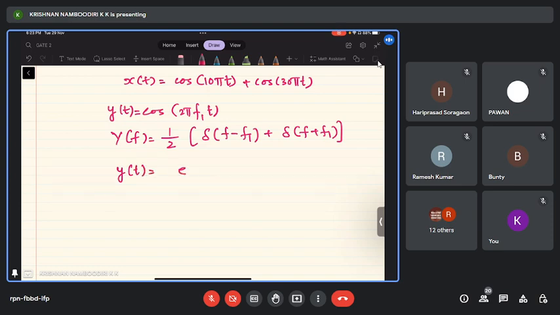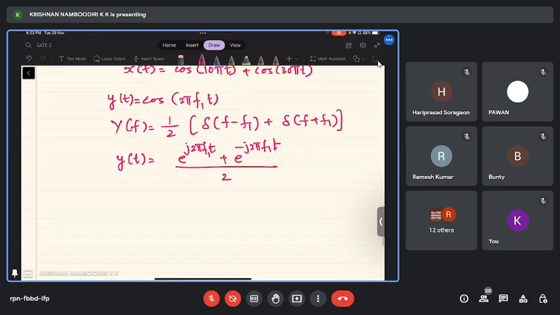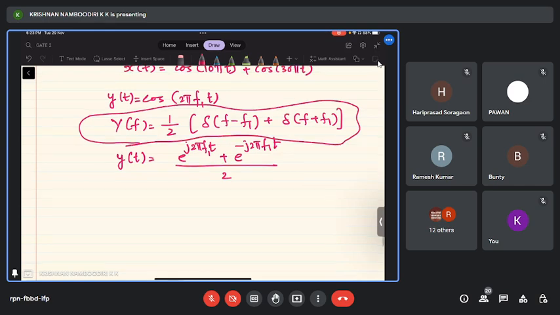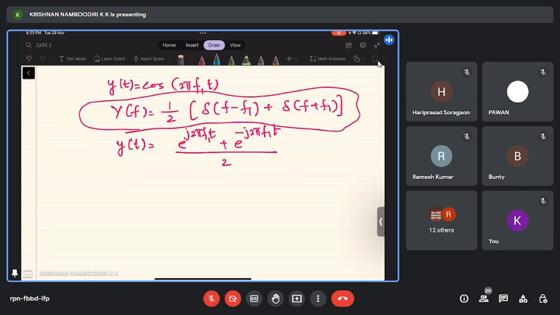y of t equals cos 2 pi f1 t can be written as e raised to j 2 pi f1 t plus e raised to minus j 2 pi f1 t, divided by 2. So now it is very easy to compute the Fourier transform, right? The Fourier transform will look like this. If you are having some doubts, you can ask. Otherwise, I will go ahead. So what does this mean? The shape will look like this.